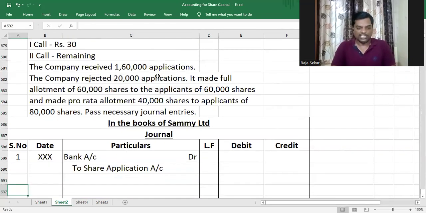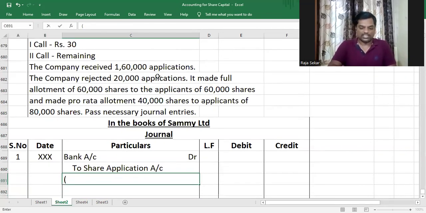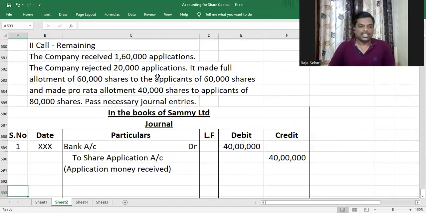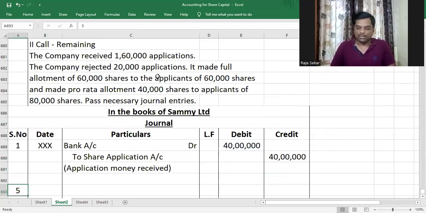This 25 rupees per application has been received on the 1,60,000 applications. So application money received will be 1,60,000 applications multiplied by 25 from the question. So that's 40 lakhs. The second journal entry is very important, my dear children.